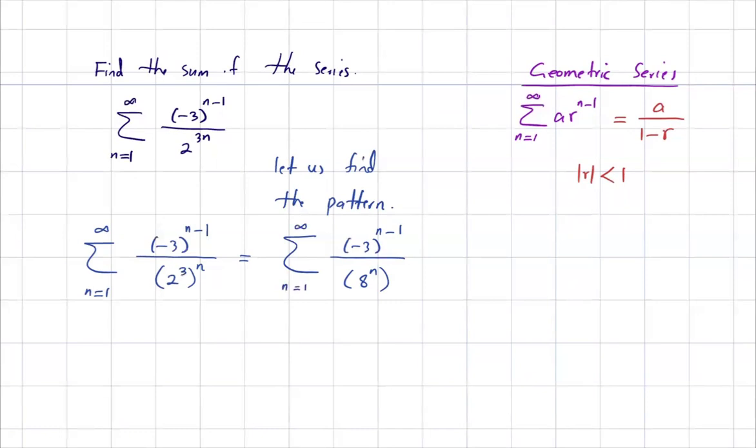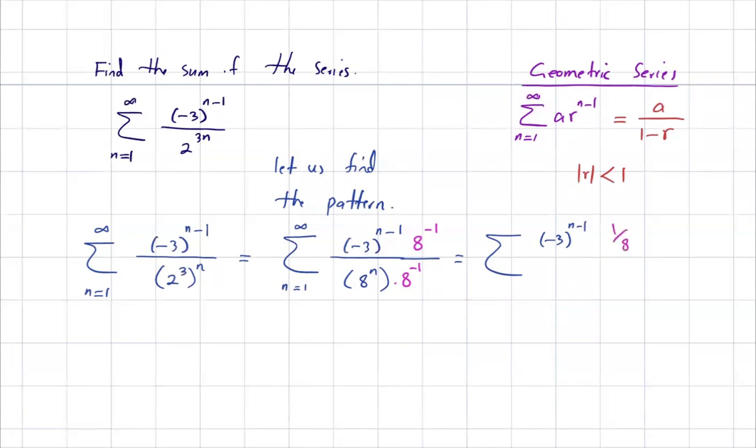What I'm going to do is multiply this by 8^(-1) times 1 over 8^(-1), and then I am done. Or I could write it on the numerator if it's easier for you to see. So this can be written as the summation of (-3)^(n-1), and 8^(-1) is 1 over 8.